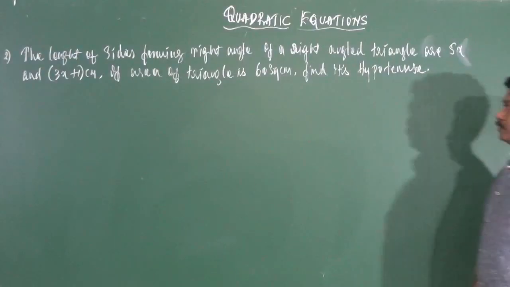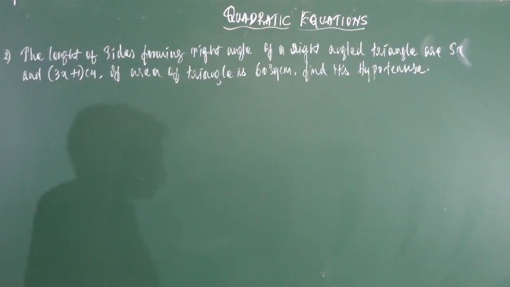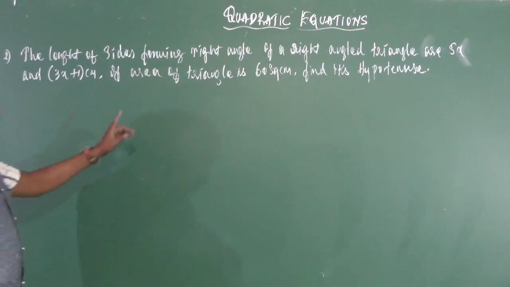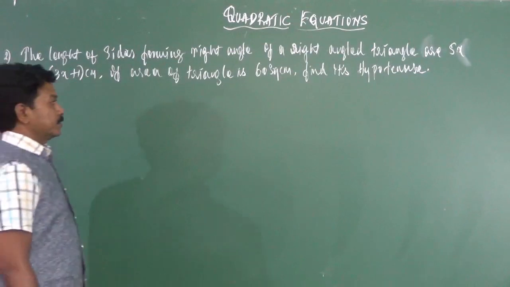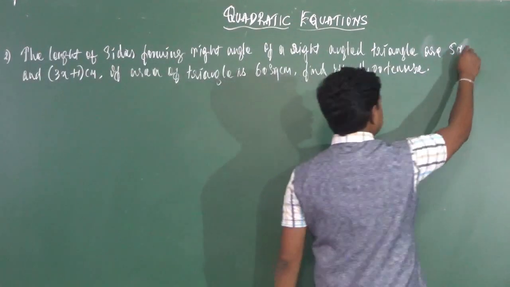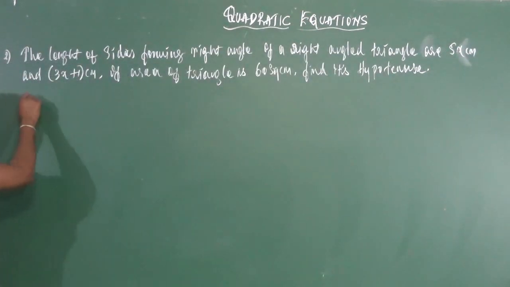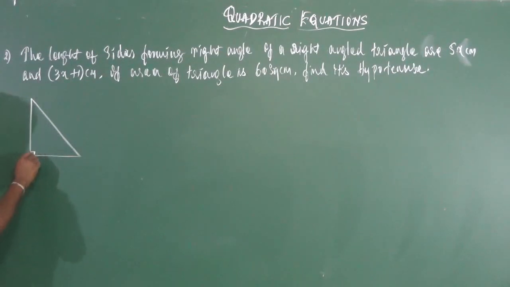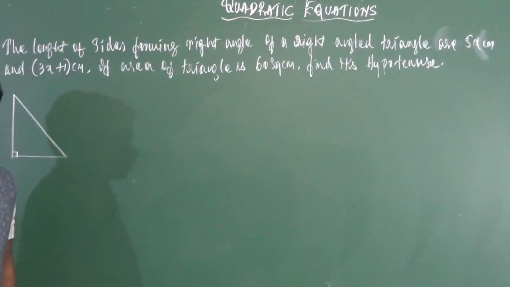Okay. So now let us get into the second problem. Very important again, on a geometrical figure, that is a right angled triangle. The length of sides forming right angle of a right angled triangle are 5x and 3x plus 1 centimeters. So there is a right angled triangle. Two sides lengths are given. So let us take a right angled triangle. I hope your geometry teacher has taught you regarding right angled triangles and Pythagoras theorem.